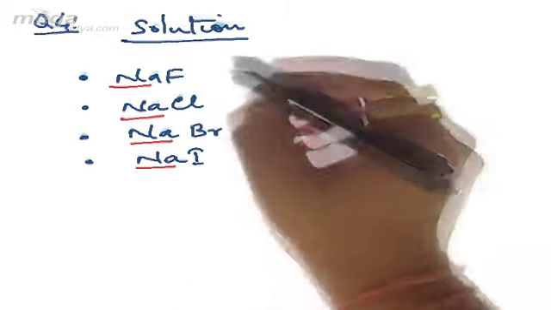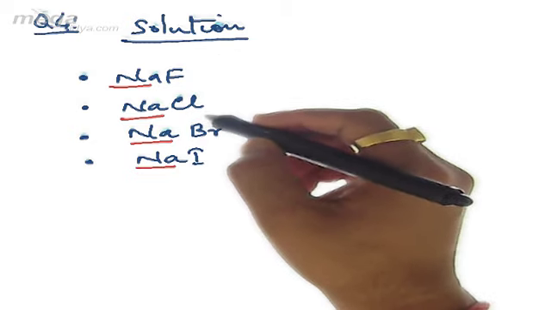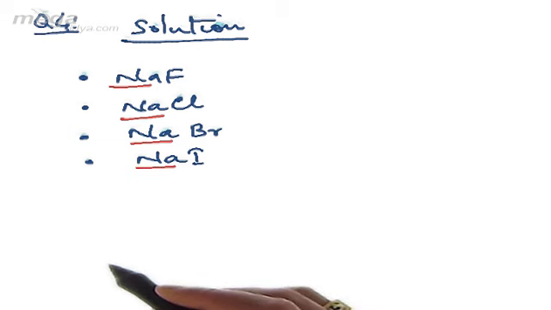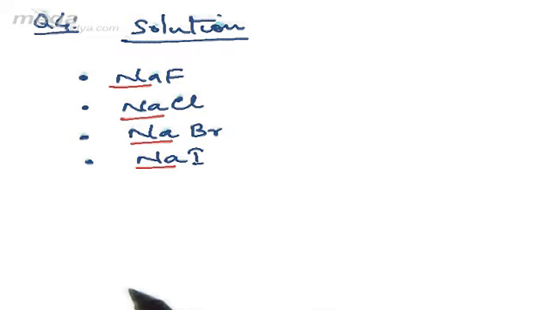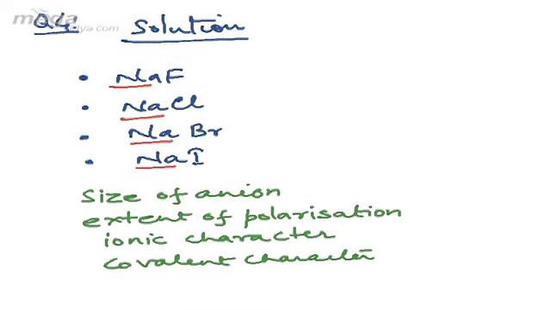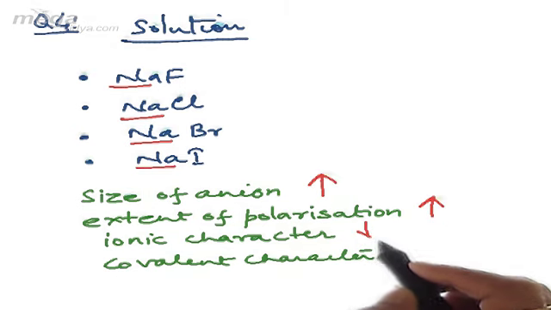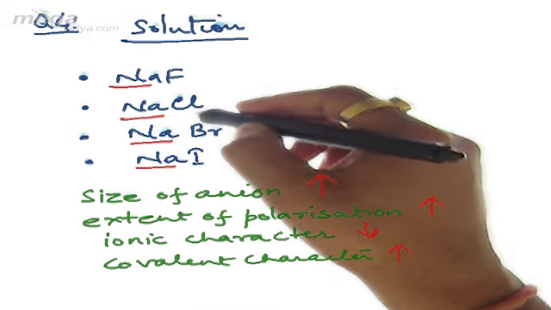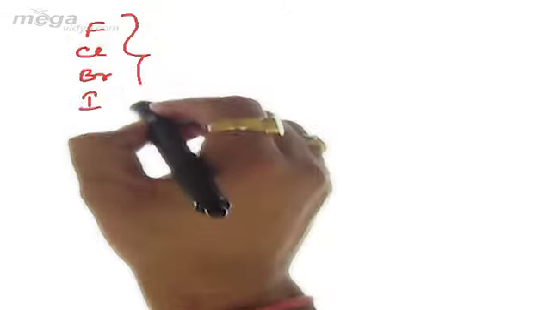Now it should be remembered that through Fajan's rule, whenever we have to observe the ionic or the covalent character, we depend on 2 factors: one is the size of the cation or anion, and the other is the charge on cation or anion. Here, since in all the 4 cases the cations are common, we have to compare the size of the anion. With increasing size of anion, the extent of polarization increases, the ionic character decreases and the covalent character increases. Now if we compare fluorine, chlorine, bromine and iodine, all these 4 elements belong to group 17 of the periodic table.